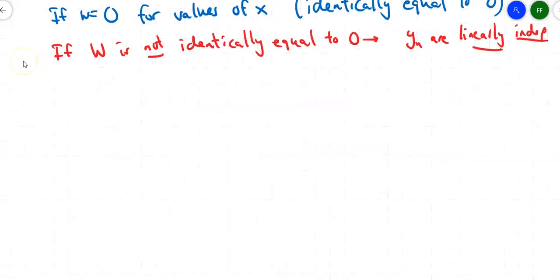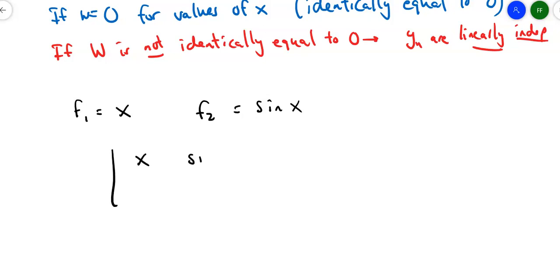All right, so let's take a look at a simple example. Suppose I give you two functions. Function 1 is x, function 2 is sine x. I'll bet you can look at that and realize that they're not linear combinations of each other, but let's try setting up the Wronskian to show how this works. Across the first row goes our original functions. Across the second row goes the derivative. So the first derivative of x is 1. The first derivative of sine is cosine.